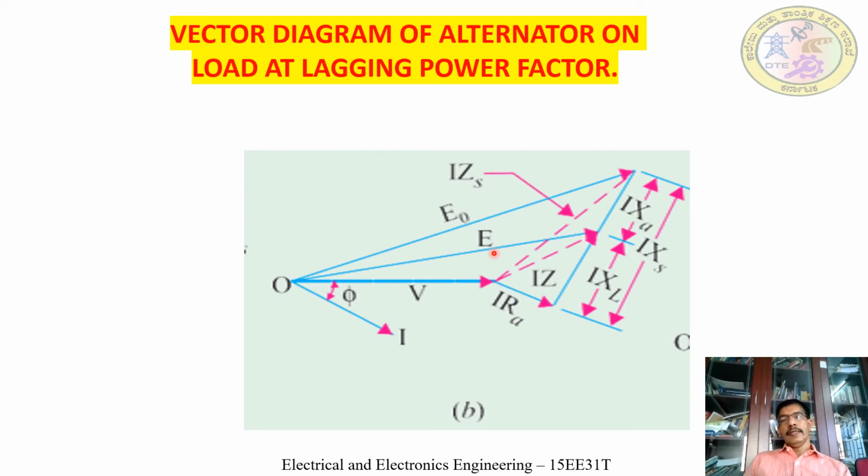This is the vector diagram of alternator on load at lagging power factor. Terminal voltage is less here compared to the no load voltage E naught because of the drops due to the synchronous reactance and armature resistance. Terminal voltage reduces.